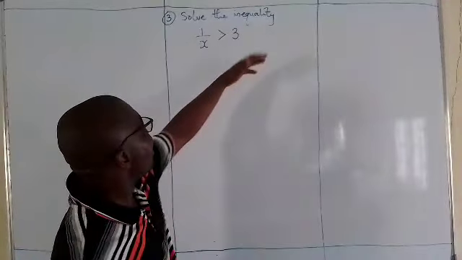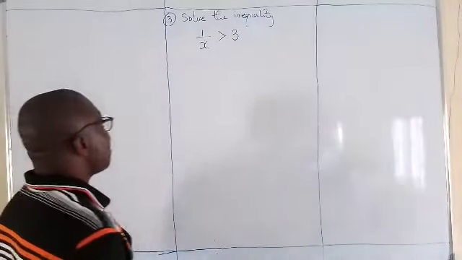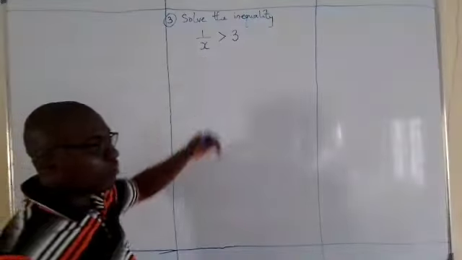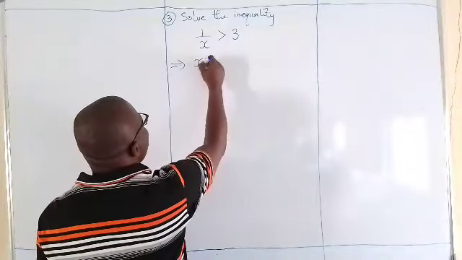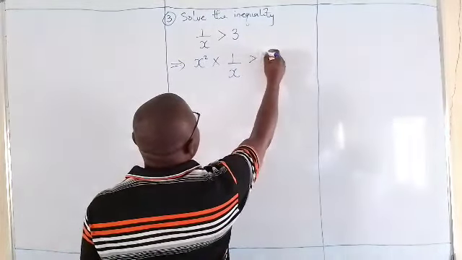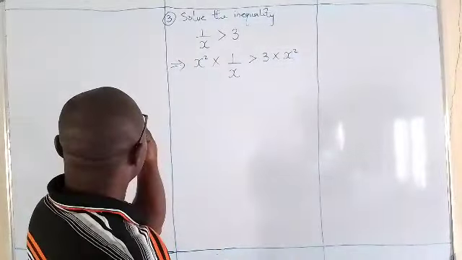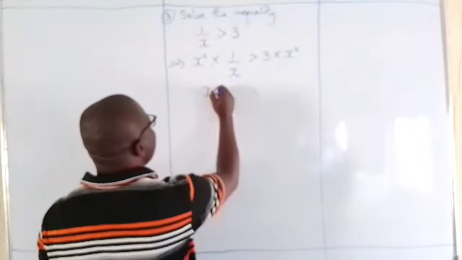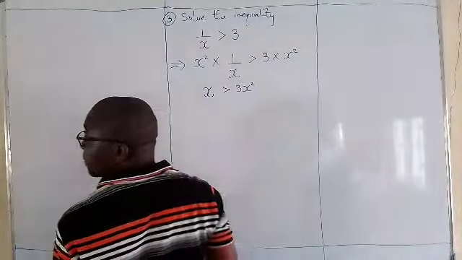Solve the inequality 1 over x is greater than 3. What we do at this point is that we multiply both sides by the square of the denominator. So this implies that we will have x squared times 1 over x is greater than 3 times x squared. So this will cancel this, then we will be left with x is greater than 3x squared.